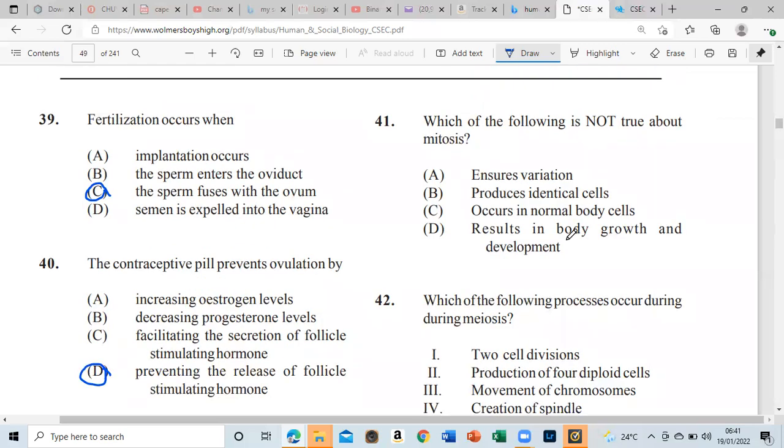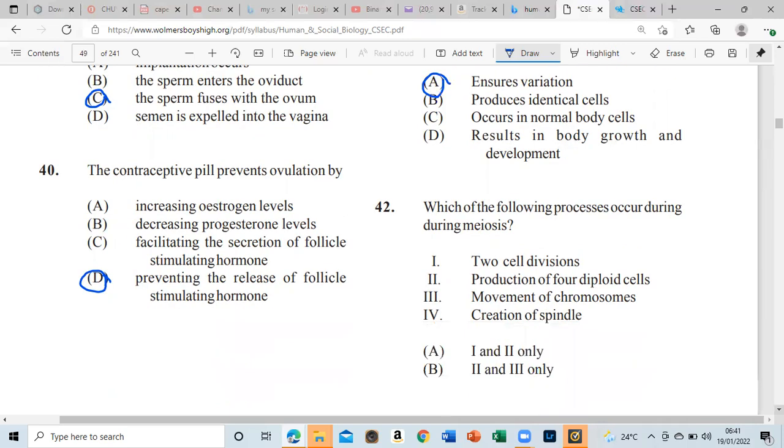Which of the following is not true about mitosis? A, it ensures variation. B, produces identical cells. C, occurs in normal body cells. And D, result in the body growth and development. 41 would be A, ensures variation. That is not true. Notice the word "not," guys, all right?